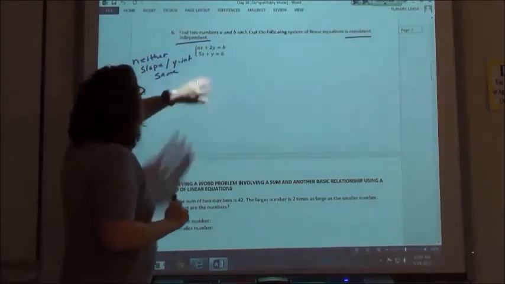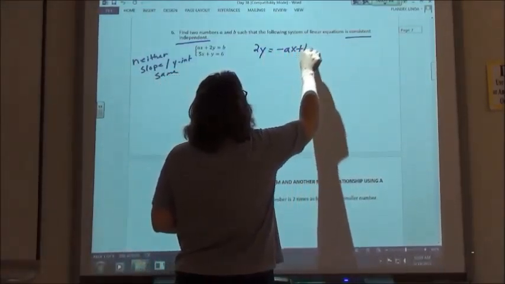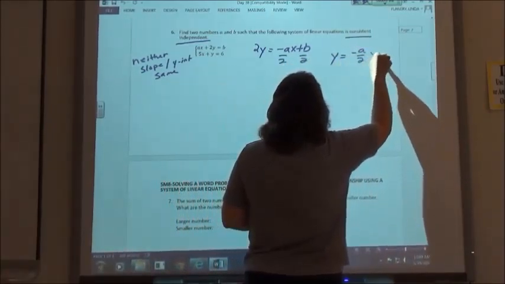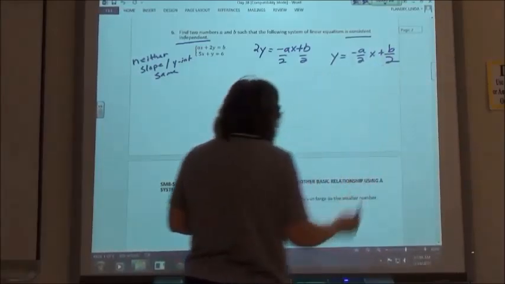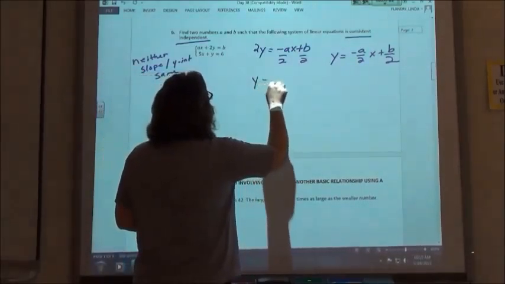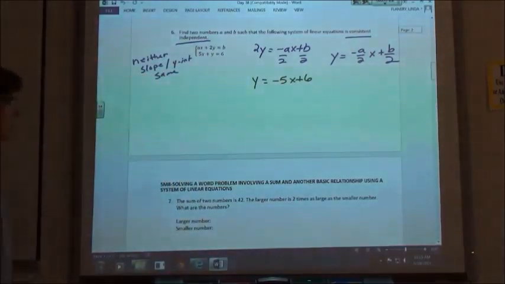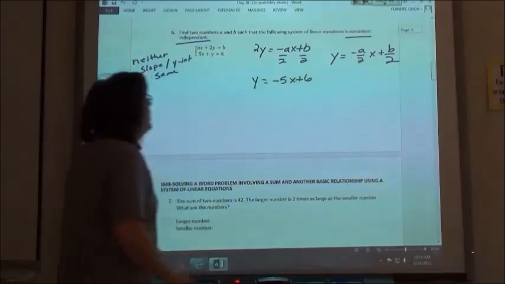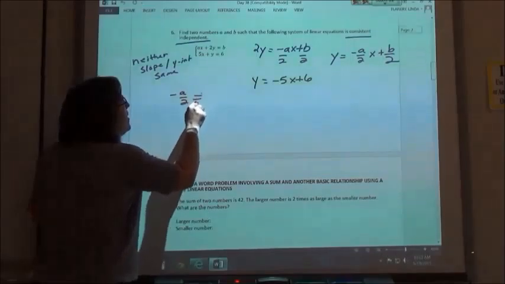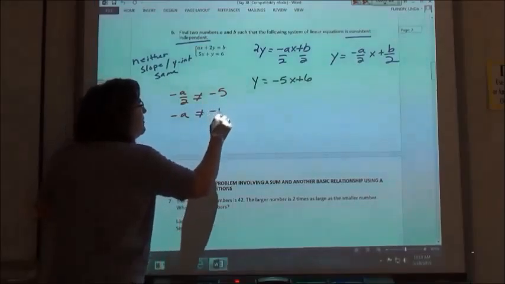So in this case, again, I'm going to rearrange and solve. 2y would equal negative ax plus b. So when I divide by 2, y equals negative a over 2x plus b over 2. I solve my second equation. Hey, y equals negative 5x plus 6. I don't have to do any dividing, so I'm already done with that part. So if I'm doing consistent independent, I would want to say negative a over 2 cannot equal negative 5. So negative a could not equal negative 10.